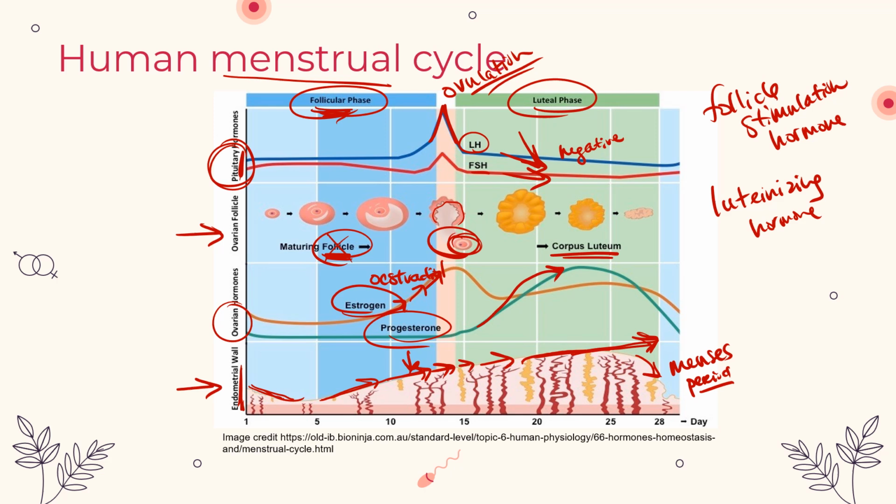However, if there is no implantation, then that progesterone level will fall, that menses or period will commence, and then FSH can start to rise again. We'll stimulate another follicle to develop, we'll have that ovulation, and then the whole thing happens all over again.